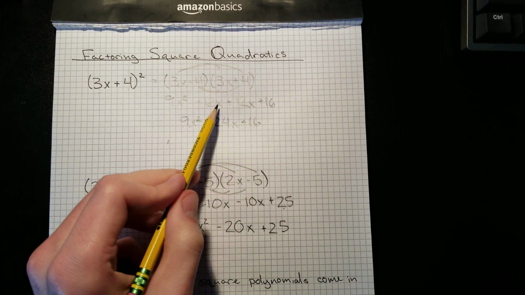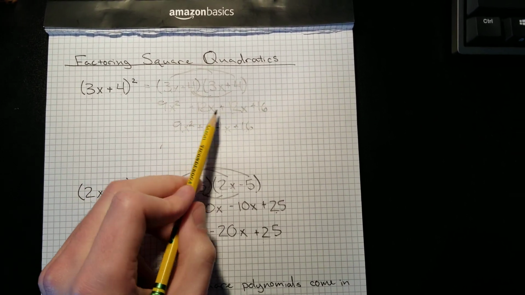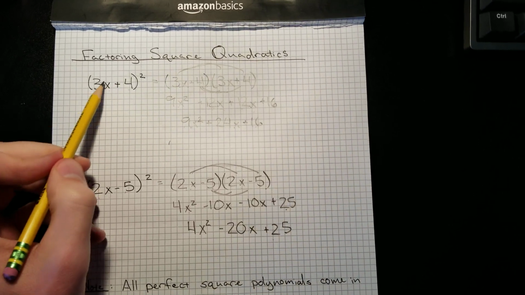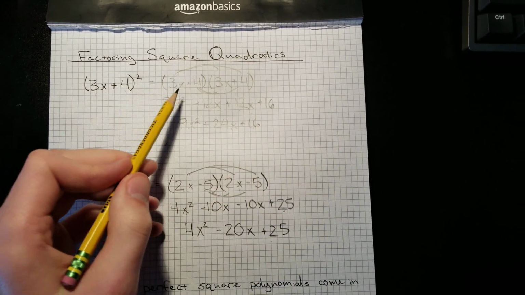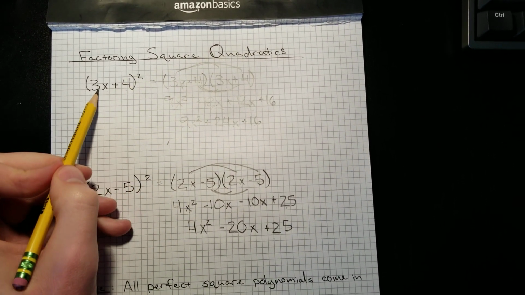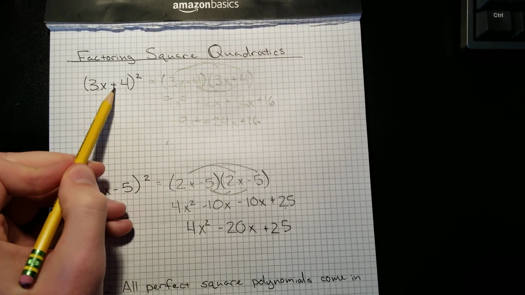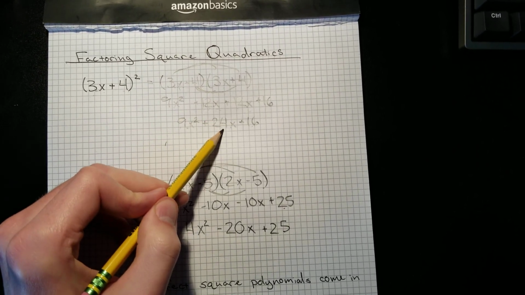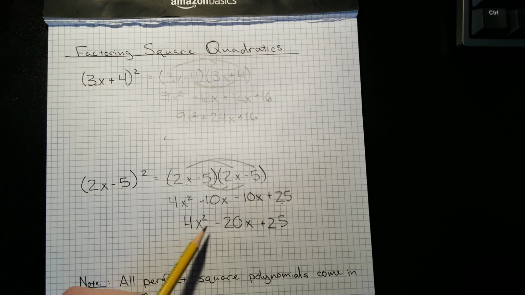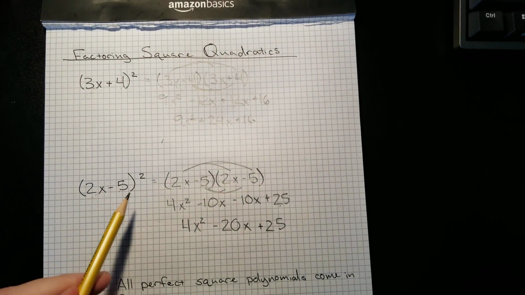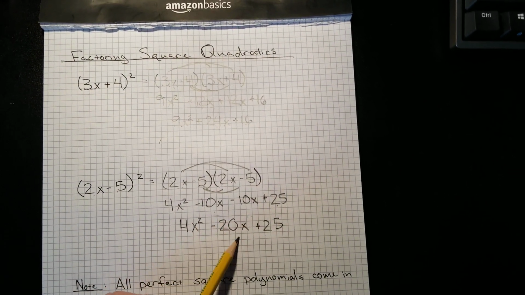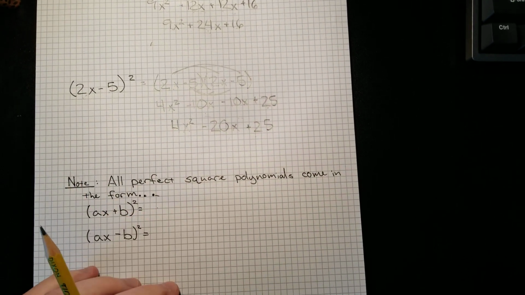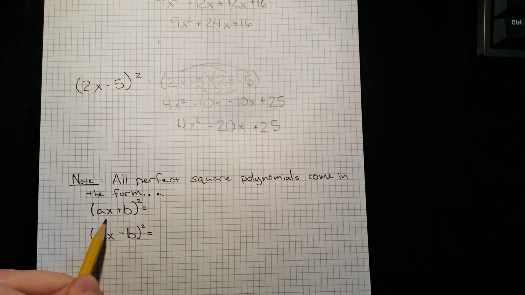And then the middle, you can see how we get the same thing twice and you add them together. So when you multiply 3x times 4, you get 12x. If you did that twice and you add them together, you get this. Same thing here. So 2x times negative 5 is negative 10x, you get two of those, you put it in the middle. So a quick way to do this, we'll use letters.